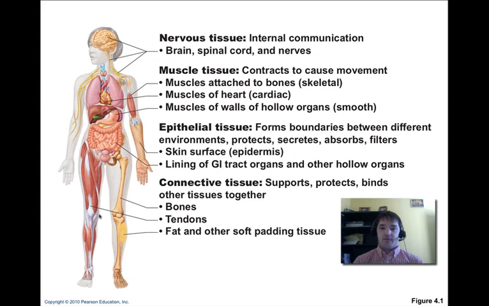Then we have muscle tissue. We have 3 kinds of muscle tissue. They all contract to cause movement. We've got skeletal, cardiac, and smooth muscle.